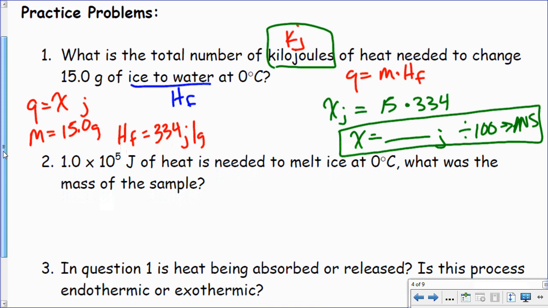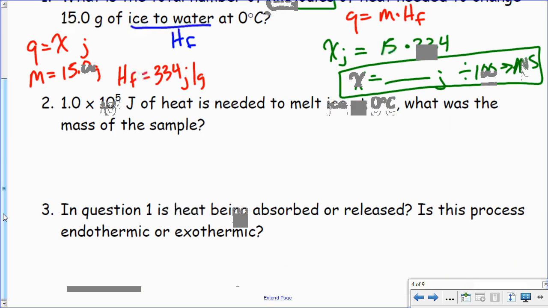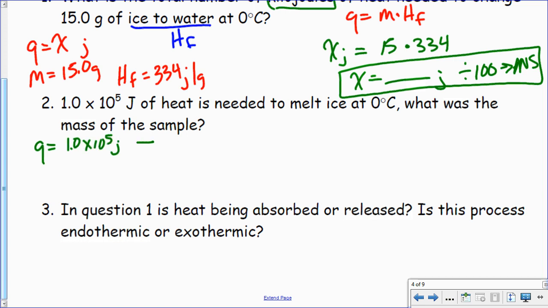Now this next one, we use a little scientific notation, so think back to the beginning of the year. 1.0 times 10 to the 5th joules of heat is needed to melt ice at 0 degrees. What was the mass of the sample? So Q in this case is 1.0 times 10 to the 5th joules. I'm going to convert that by moving the decimal place 5 places to the right. 1.0, then I'm going to put 4 more zeros here: 1, 2, 3, 4, 5. That's it. So 100,000 joules.